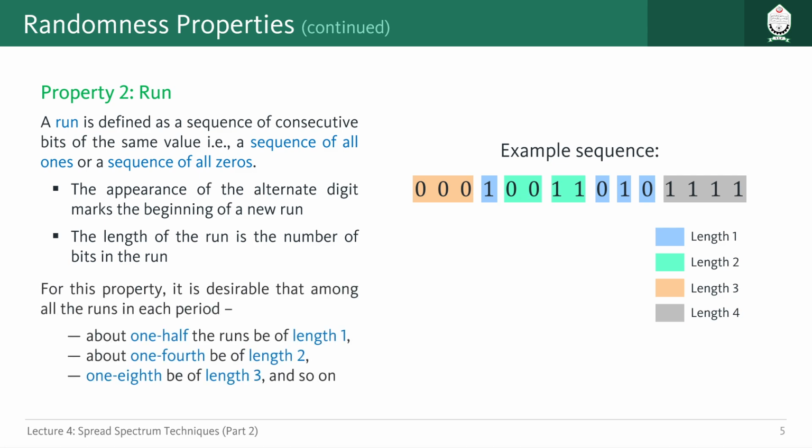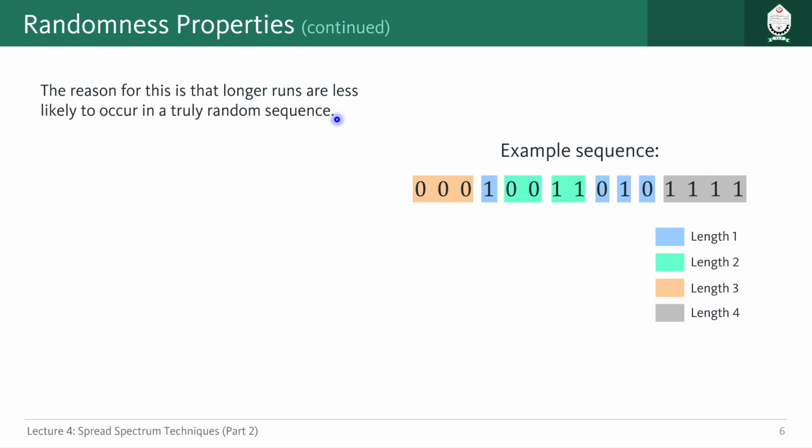Now for this run property, it is desirable that from all the runs we can get from this sequence, 1/2 of those runs should be of length 1, 1/4 of those runs should be of length 2, 1/8 of those runs should be of length 3, and so on. For example, 1/16 of those runs should be of length 4, or we can generalize: 1 divided by 2 to the power n of those runs should be of length n, right? We will see how this is fulfilled for this sequence.